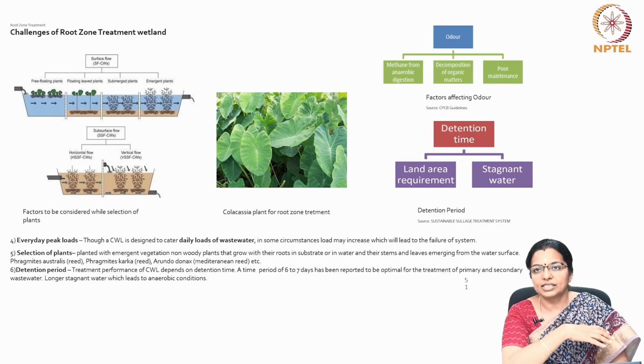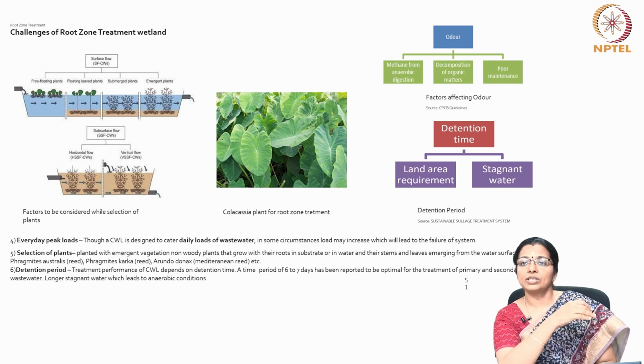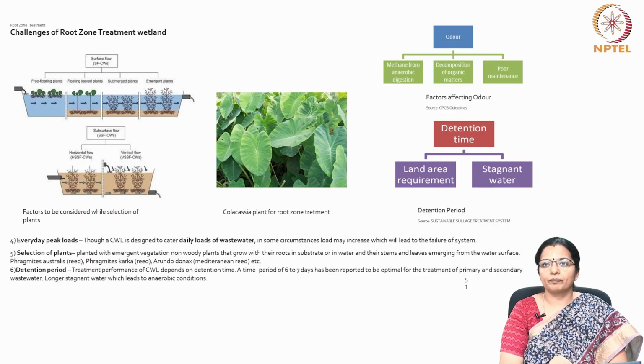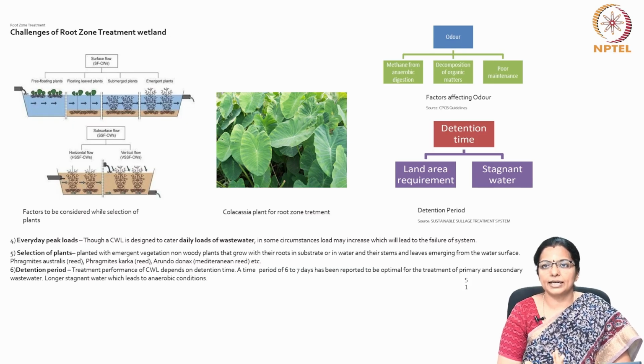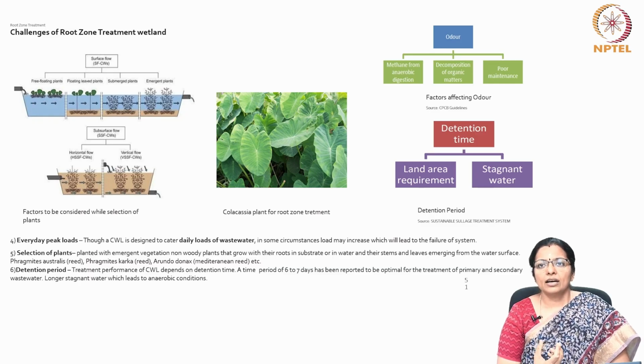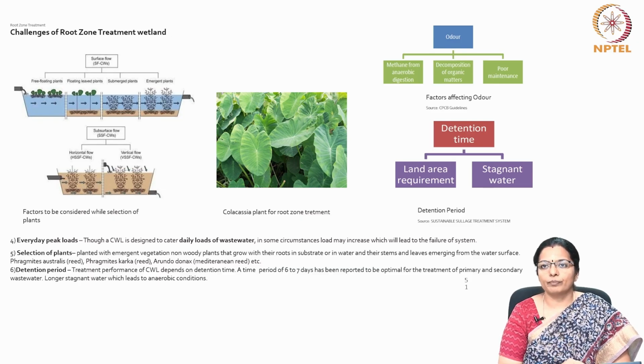Second is plant selection. Plants with emergent vegetation, non-woody plants that grow with their roots in substrate or in water and the stems and leaves emerging from the water surface, are needed. So, there are certain reeds like Phragmites australis, Phragmites karka, which is again a reed, Arundo donax, which is a Mediterranean reed. These are all good. Then next is the detention period.